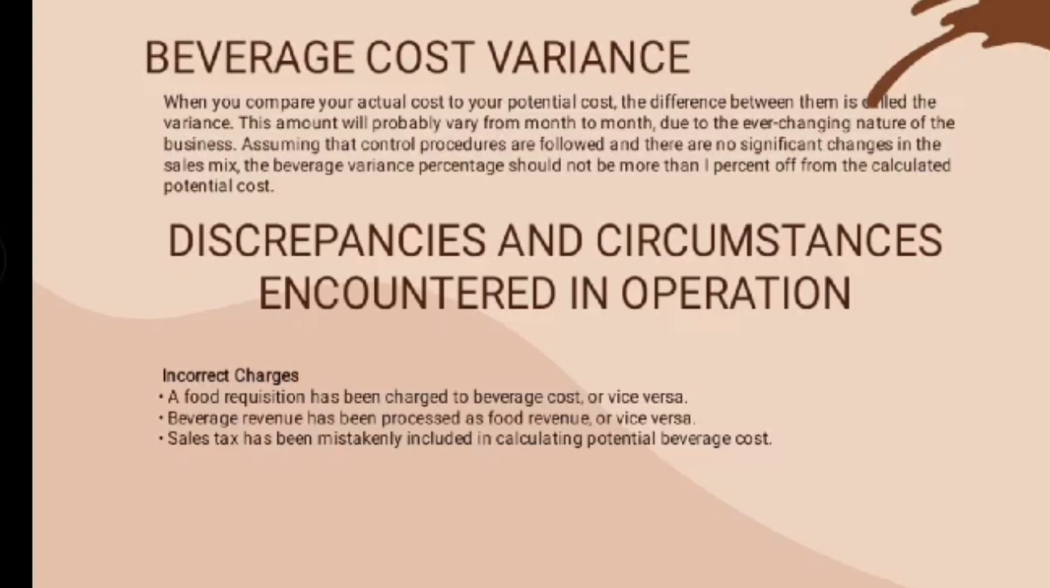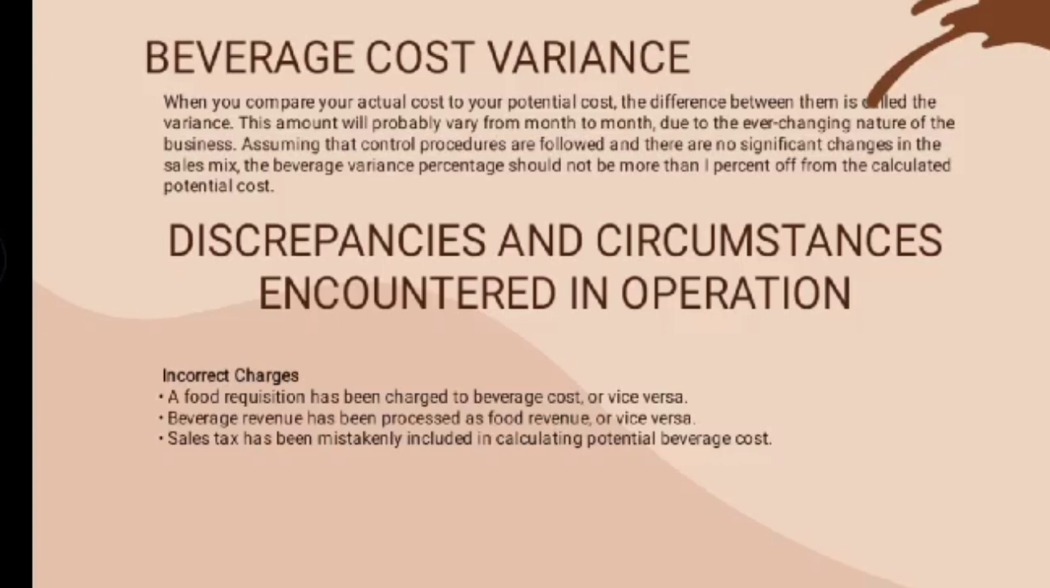Circumstances refer to the conditions or factors affecting the operations at a given time. They encompass both internal and external elements that influence how operations are carried out. So we have here incorrect charges. A food requisition has been charged to beverage costs or vice versa. Next, beverage revenue has been processed as food revenue or vice versa. Sales tax has been mistakenly included in calculating potential beverage costs.